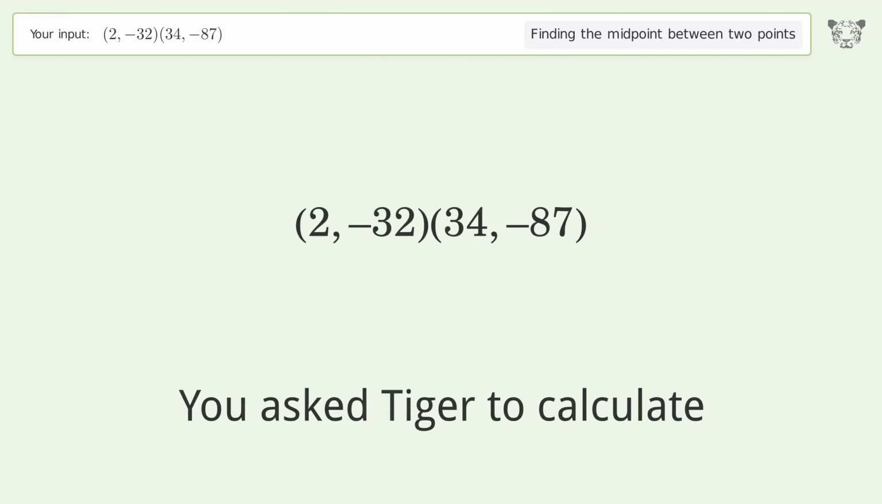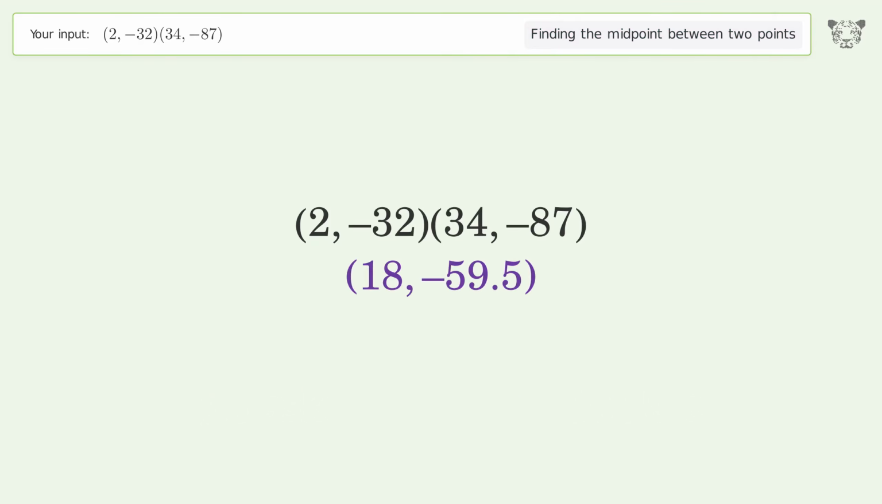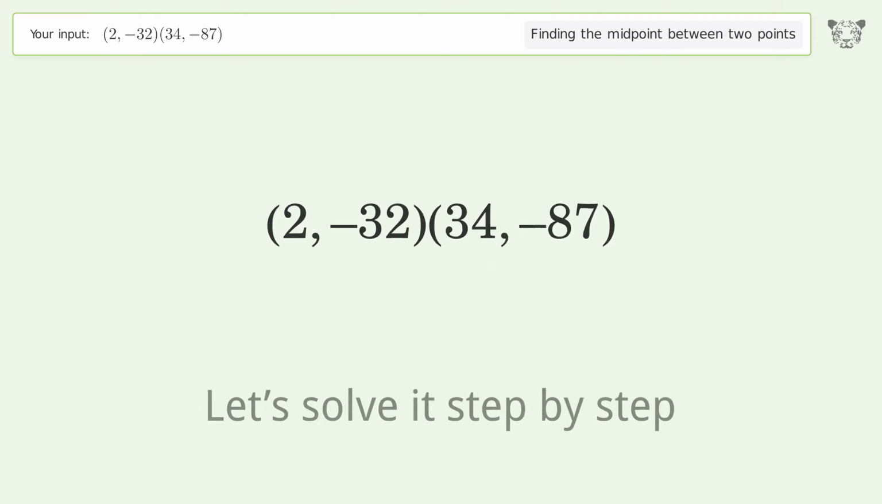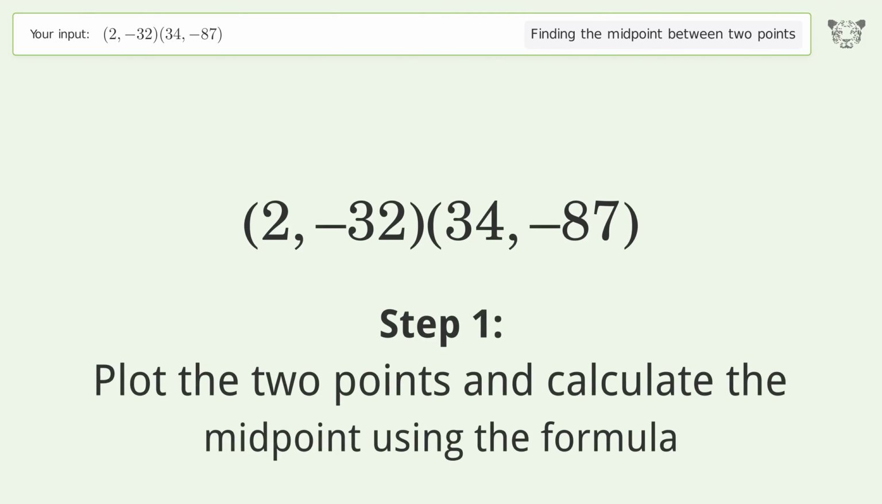You ask Tiger to calculate. This deals with finding the midpoint between 2 points. The midpoint between the 2 points is 18, negative 59.5. Let's solve it step by step. Plot the 2 points and calculate the midpoint using the formula.